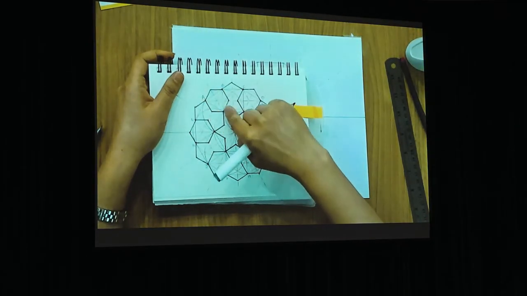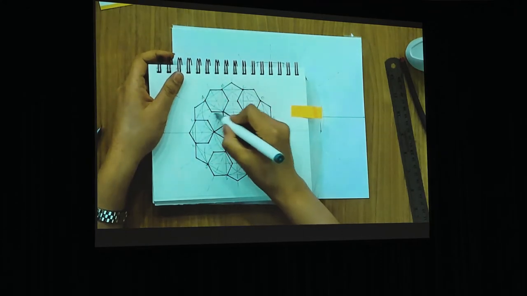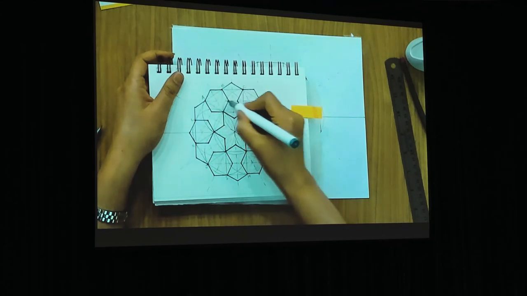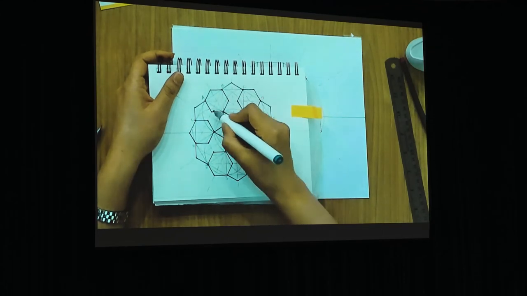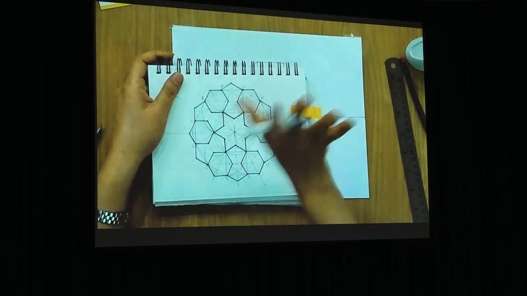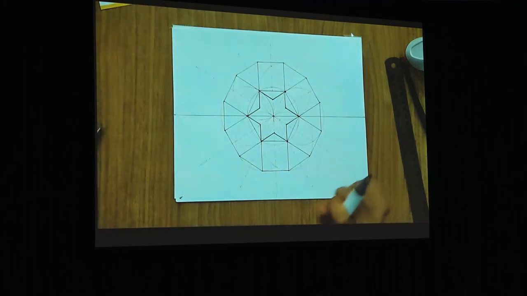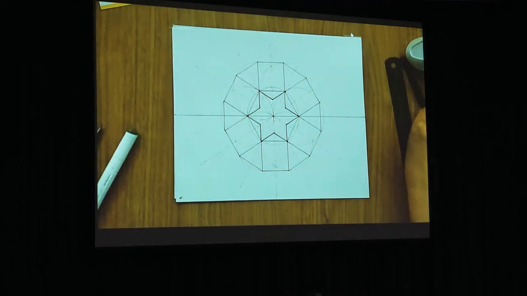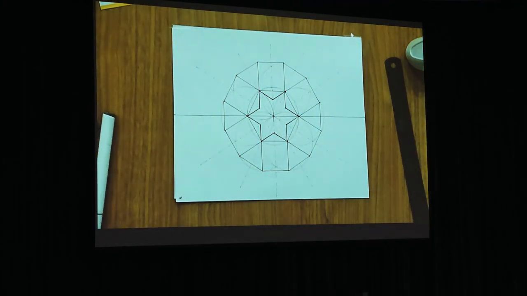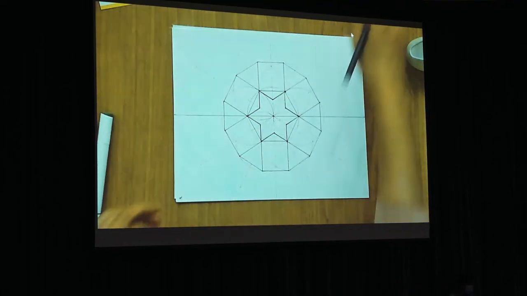And now we need hexagons, right? So for that, we need to make these lines, but then we need to know where to stop, right? So we need more guidelines. This will be the last tricky part, okay? So we need these guidelines. You can do it. It's right here. We are making hexagons.